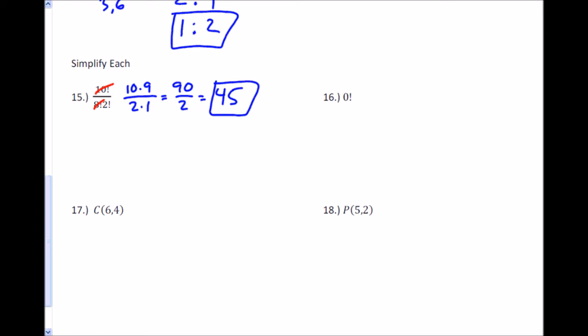Okay? And number 16, 0 factorial is one of those special cases. Remember, 0 factorial is 1. Again, think of it in terms of arrangements. Arranging nothing, there's still one way you can do it.